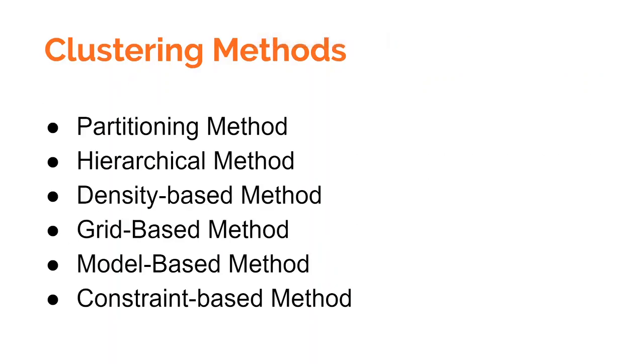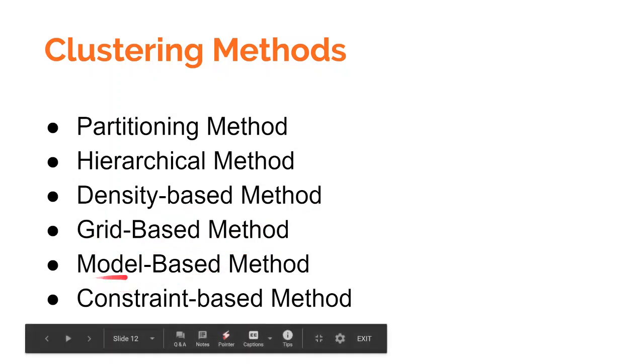These are the 6 types of clustering methods. First one is partitioning method. Second one is hierarchical method. Third one is density based method. Fourth one is grid based method. Fifth one is model based method. And the last, sixth one is constraint based method.